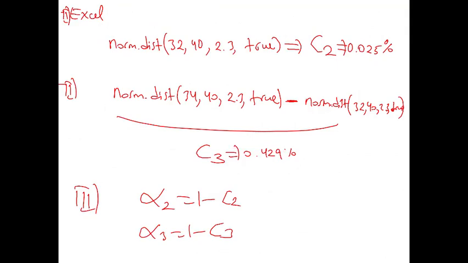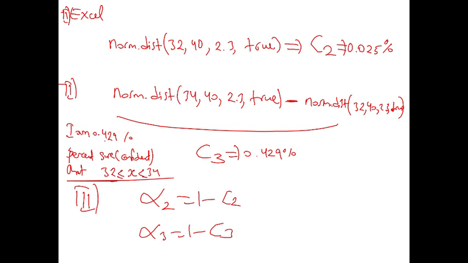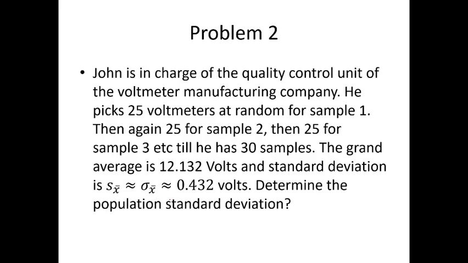So what it means is that I am 0.4% sure, or you can say confident, that my x values are lying between 32 and 34. So my measurements are between 32 and 34. This is what it means. Okay, this is for this problem. I have the next problem that I will solve in the next video.